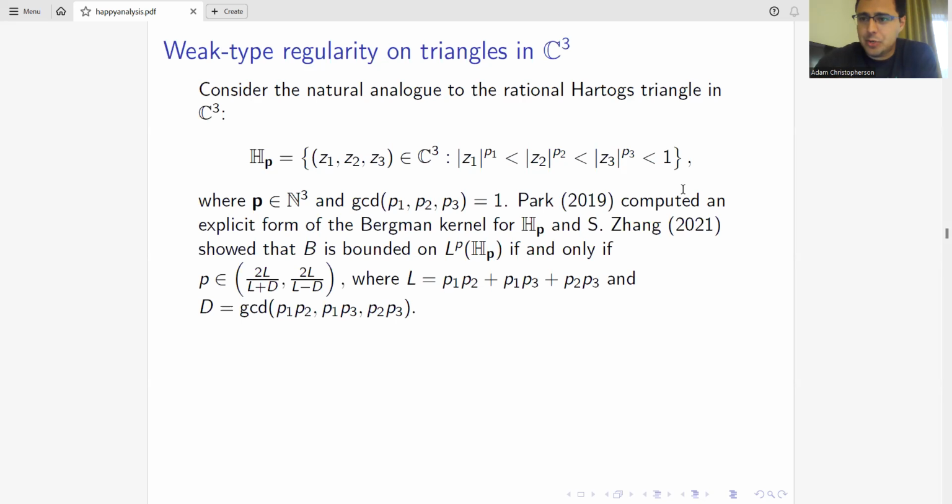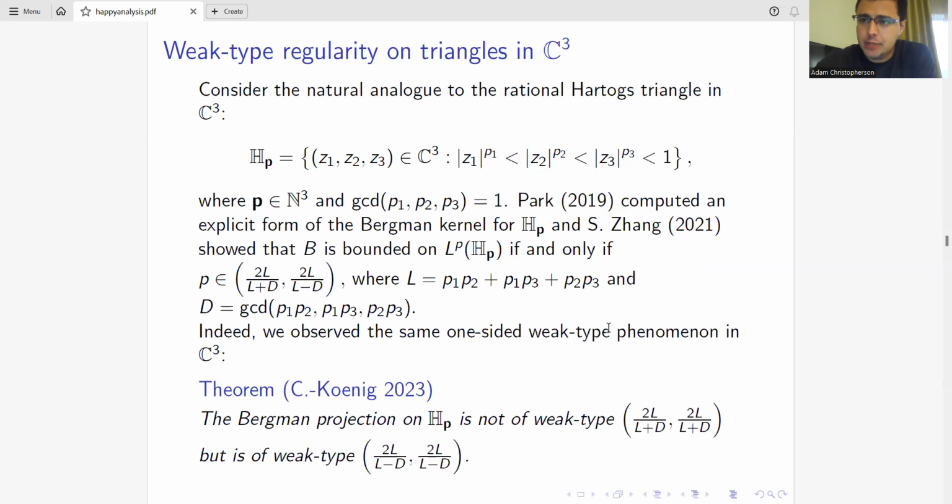Now, I'm not the first person to consider these types of domains. In 2019, J.D. Park studied the Bergman kernel on domains of the form HP. And a few years later, Shou Zhang showed that the Bergman projection is bounded on LP if and only if P lies in this range here. So 2L over L plus D, 2L over L minus D. Capital L is the sum of the pairwise products, P1 P2 plus P1 P3 plus P2 P3. And capital D is the GCD of the pairwise products.